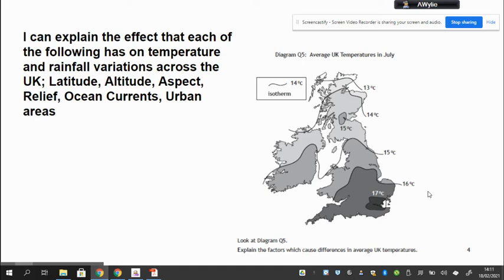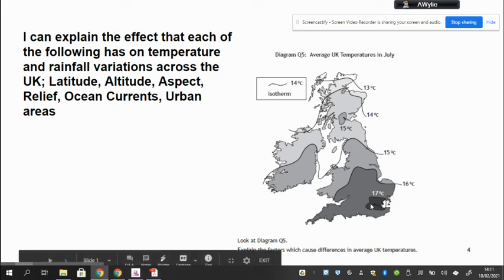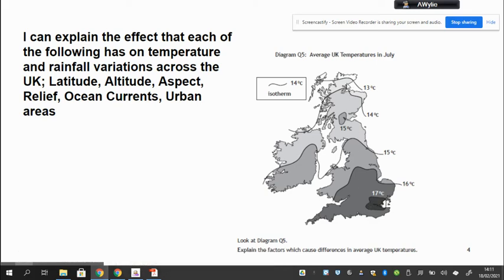So how does latitude affect the temperature in the UK? Well, we can see that in the south east of England, it's the warmest, and that as you move further north into Scotland, it's the coldest. And this is to do with latitude, which is how far from the equator. Now, to explain that, you need to explain how latitude affects temperature.